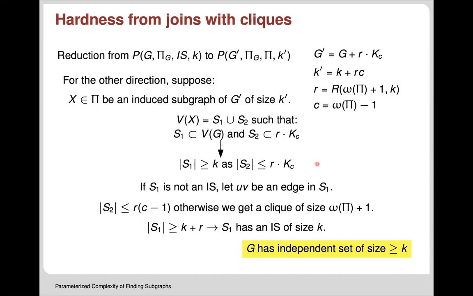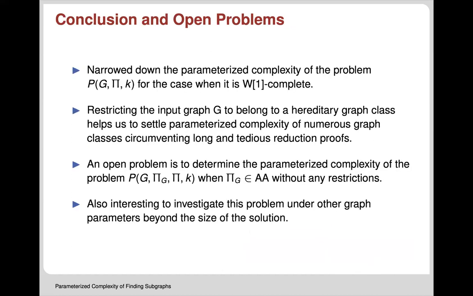So that means that S1 has to have an independent set of size K, and that again gives us that G has an independent set of size K. Okay, so these were the results which we proved, and then let's conclude.